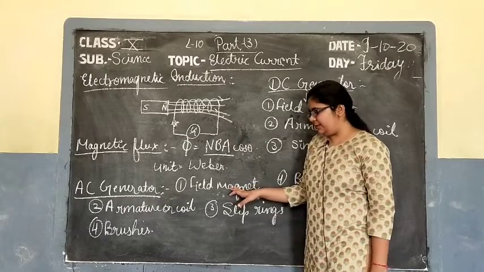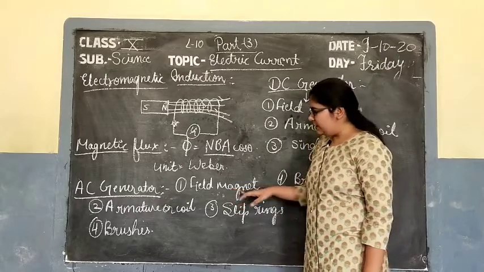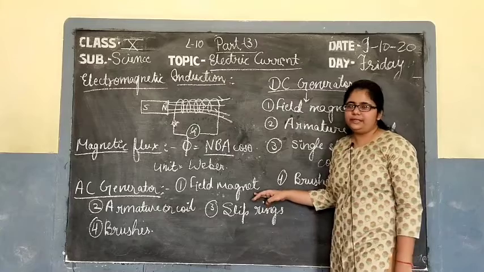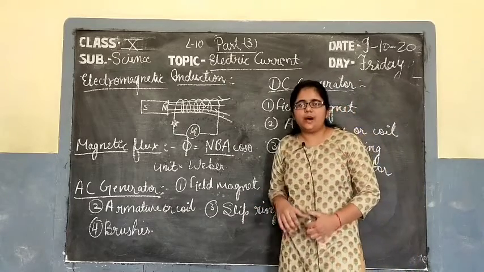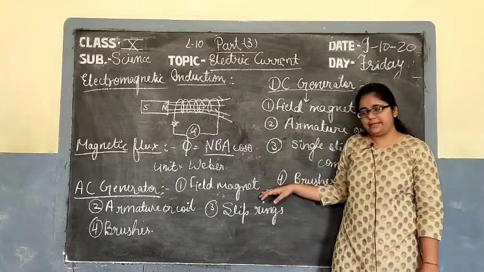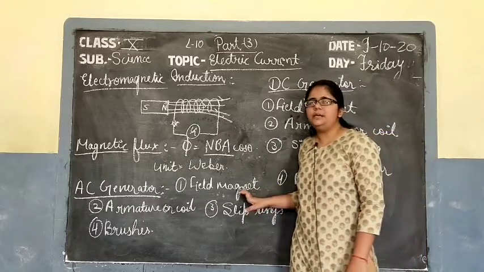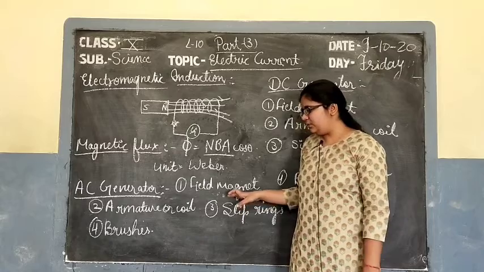So, first of all in construction, there are mainly 4 components working in it. First of all, field magnet. These are very large, powerful, horseshoe shaped magnets which produce the radial magnetic field perpendicular to the coil.